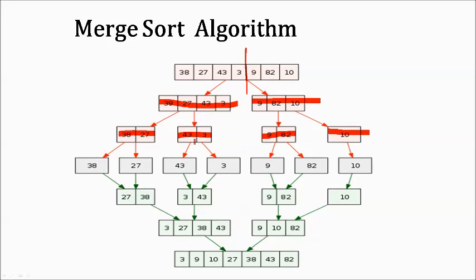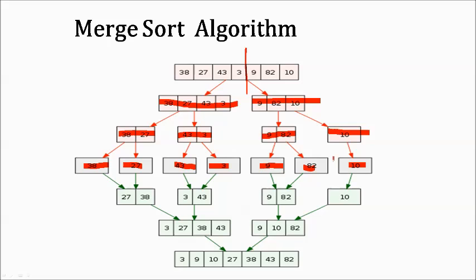Okay, next, are we done on splitting? Not yet, until we reach the 1 element. Now, 38 and 27 will be split into 1. We have 38, we have 27, 43, and 3. We have to split it. We have 43 and 3. Now, we have to split 9 and 82. Next, split 10. Since this is a single element, let's write it down. Now, we're done dividing and splitting the elements.